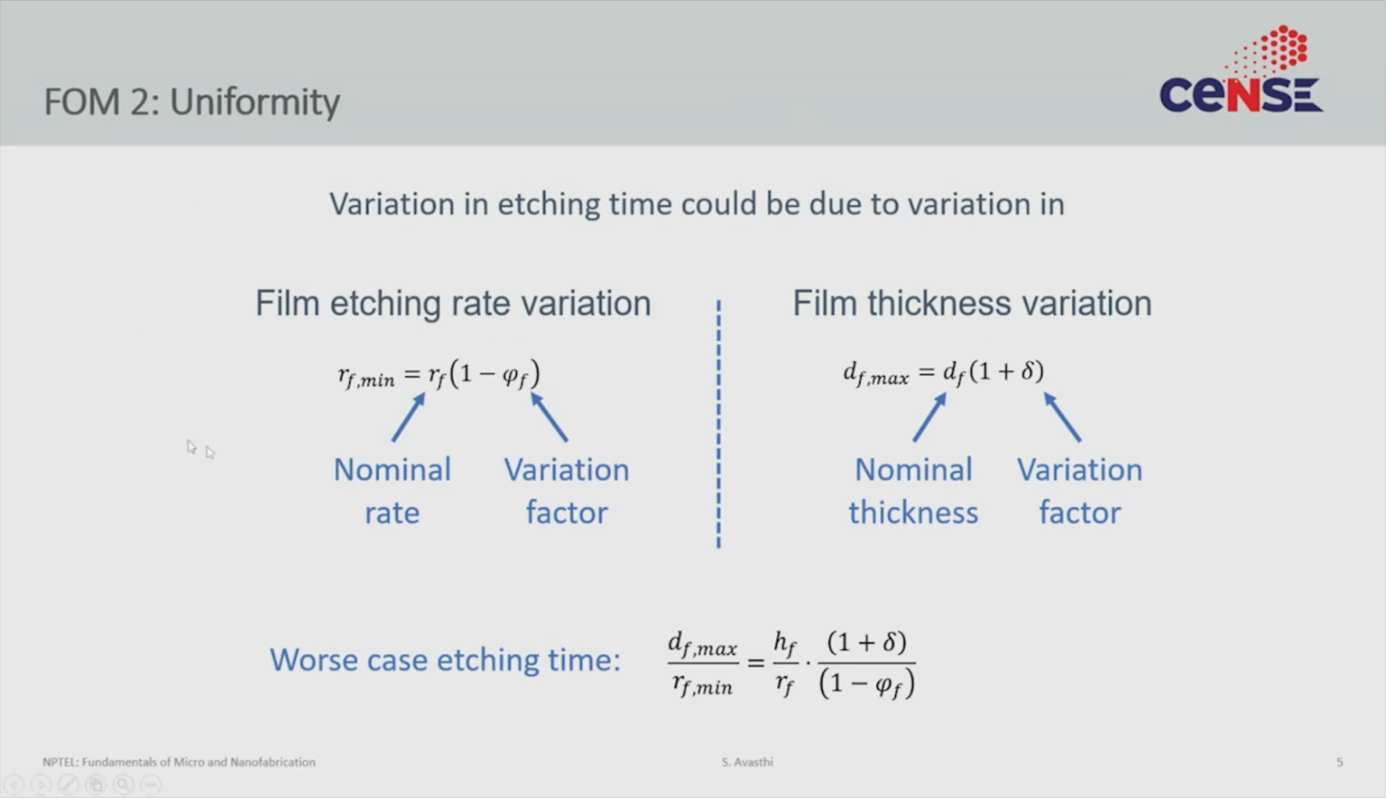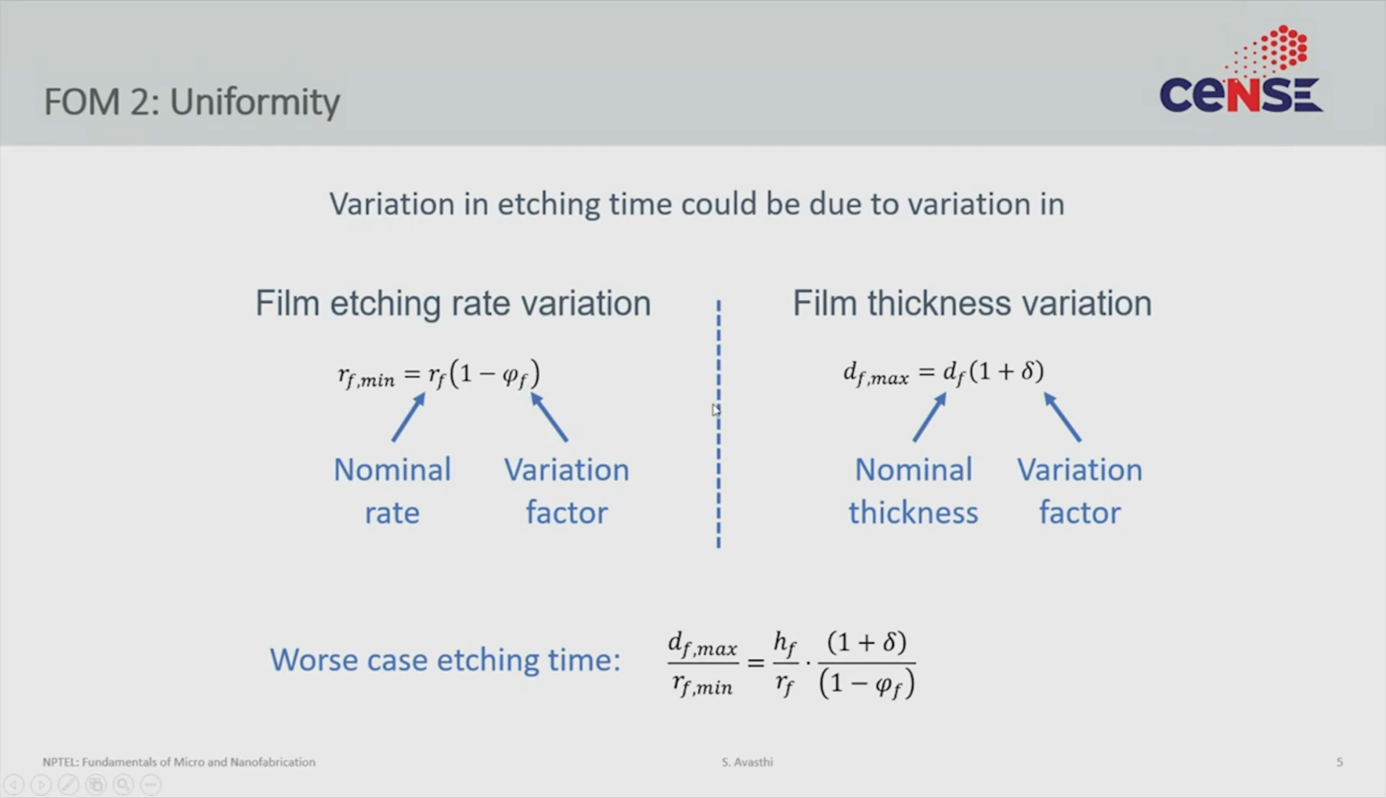So here is the math behind what I just said. Supposing you were trying to do etching, and the nominal etching rate is R_f, but then it comes with some non-uniformity, say a non-uniformity of φ_f, which is plus minus φ_f. In the worst case scenario, your etching rate will be slower than R_f. So the minimum etching rate, R_f,min, is nothing but R_f times (1 minus φ_f). So this is the variation factor.